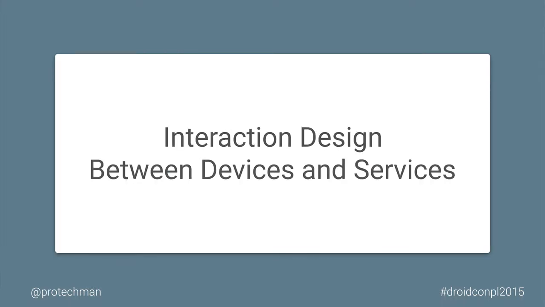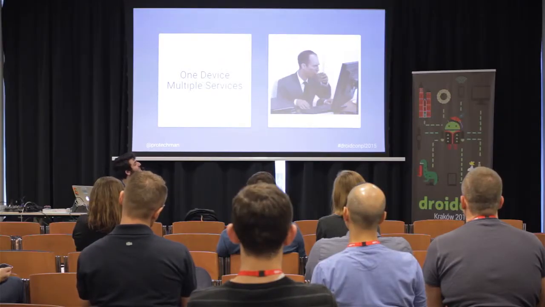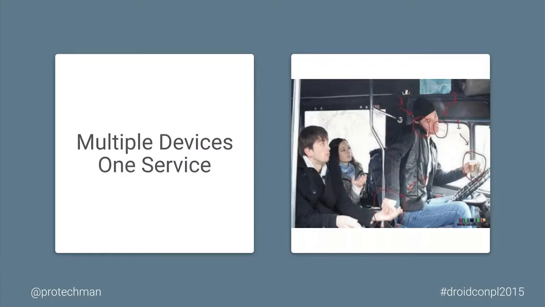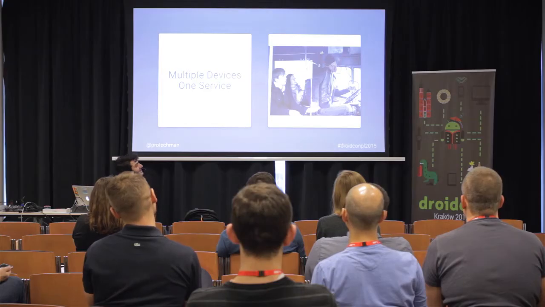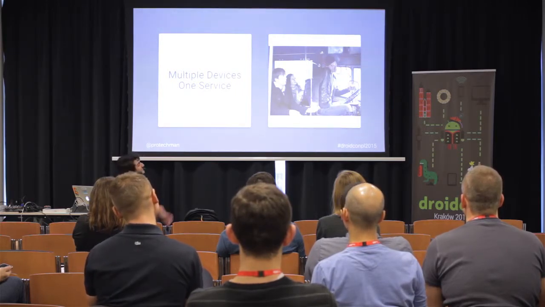So first of all, interaction design between devices and the services, because there are sometimes one device and multiple services. And sometimes multiple devices and one service, like your Gmail account, like your YouTube application. It's one service, but you can use it on multiple devices.